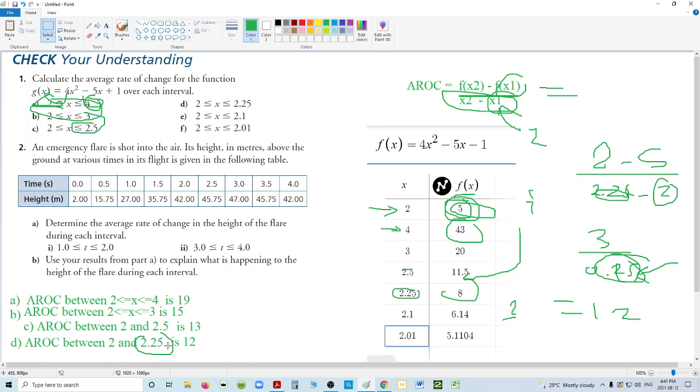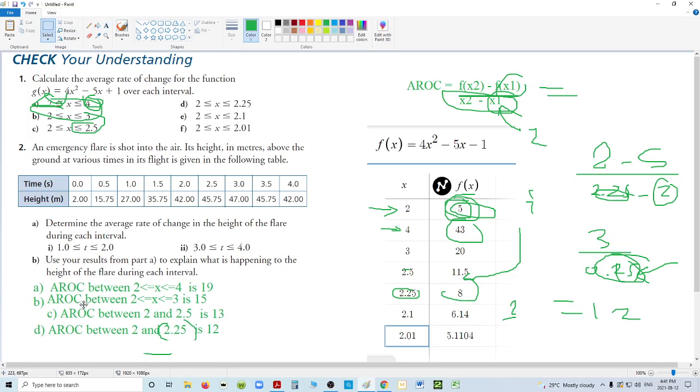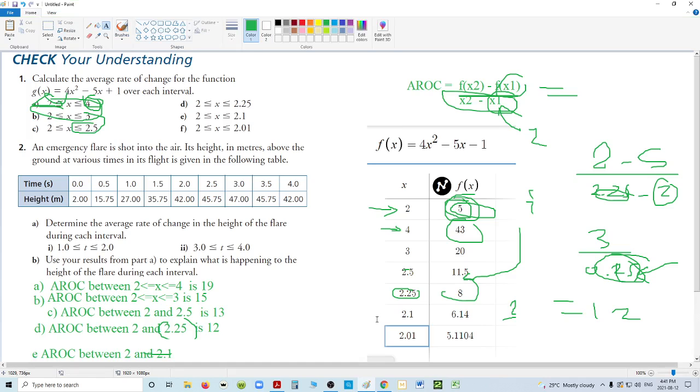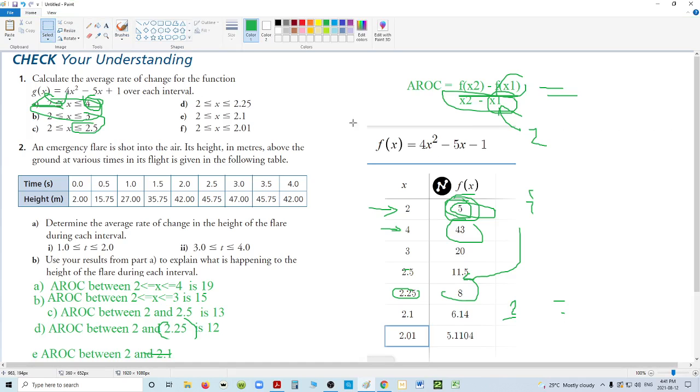And the next part says, what's the average rate of change between 2 and 2.1? So again, some things don't change. My x1 is always going to be 2, and my f of x1 is always going to be 5. The question now here is, what's down below is 2.1, and what's my f of 2.1? Well, fortunately, I wrote it down here, 6.14.